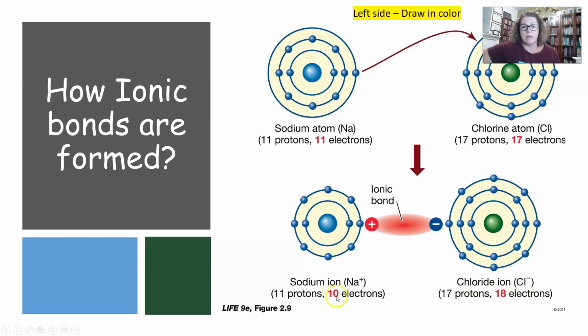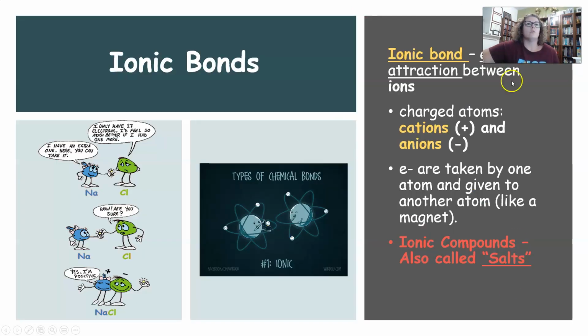So on the metal side, you will have fewer electrons than protons. On the nonmetal side, you'll have more electrons than protons. And there is that bond right there. It's an electrical attraction between the metal and the nonmetal. So an ionic bond is that electrical attraction between the ions. It's not an attraction between the atoms because the atoms haven't lost anything or gained anything. Once you lose or gain, then you become an ion.